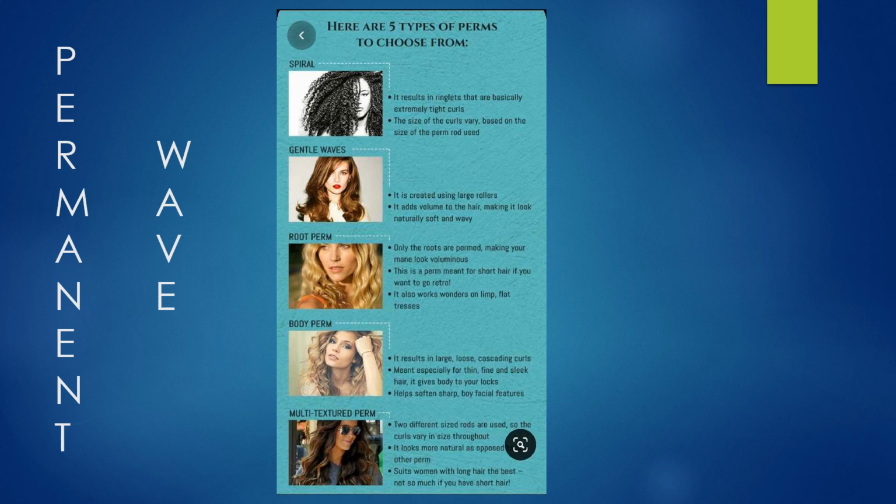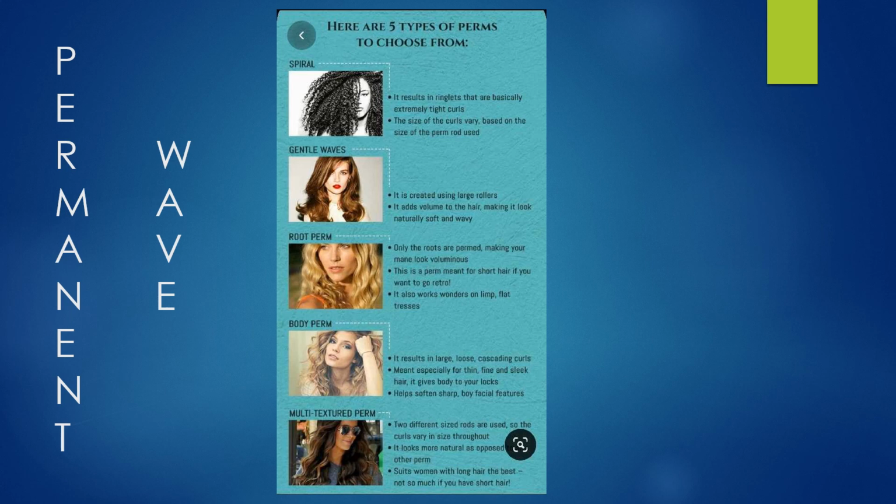Next, we have a root perm. This is only the roots that are permed, making your mane look voluminous. This is a perm meant for short hair if you want to go retro. It also works wonders on limp, flat tresses.